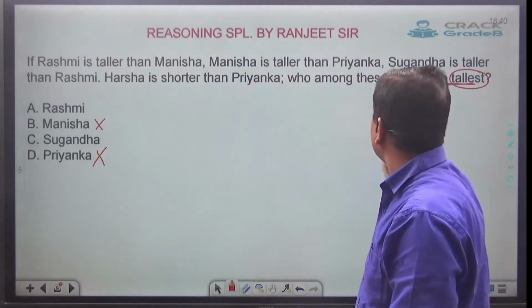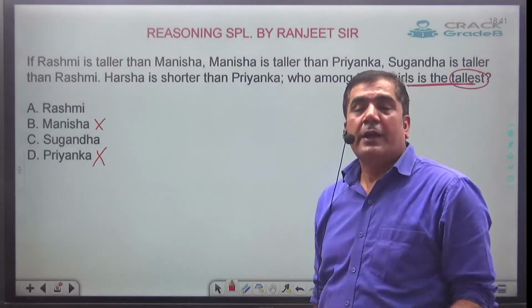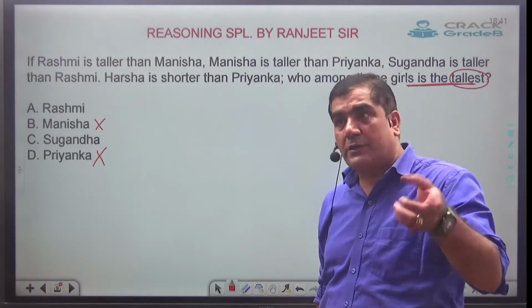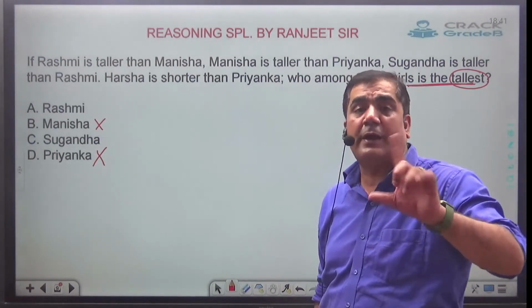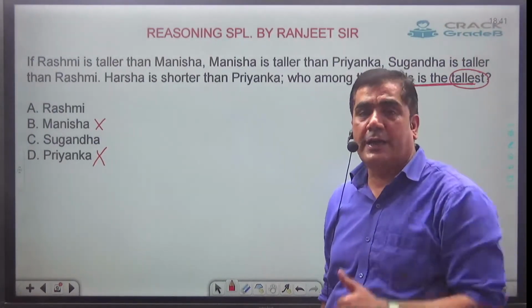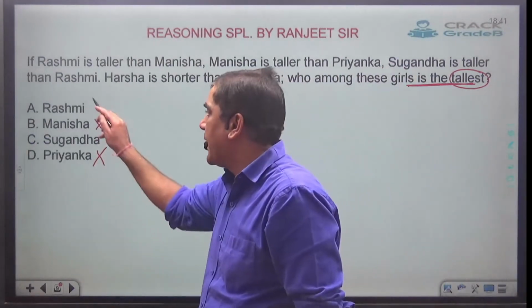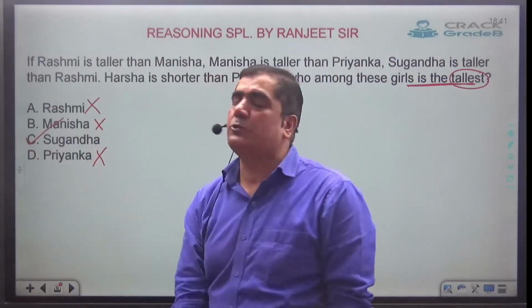Next one. Sugandha is taller than Rashmi. Rashmi cannot be the tallest as Sugandha is taller than Rashmi. So Rashmi can't be the answer. The possible answer will be Sugandha.